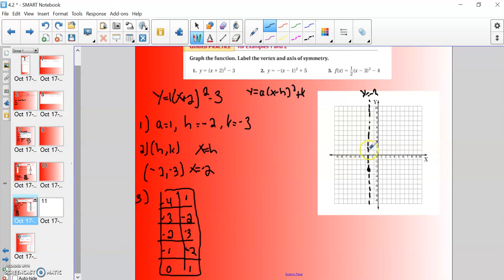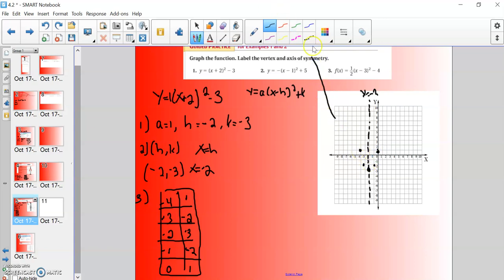So now we can plot those points. Negative 4, positive 1 is right there. Negative 3, negative 2 is right there. We already plotted the vertex. Negative 1, negative 2 is right there, and 0, 1.